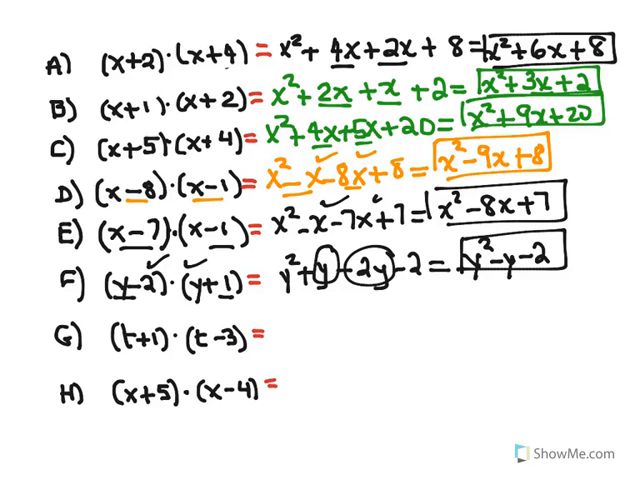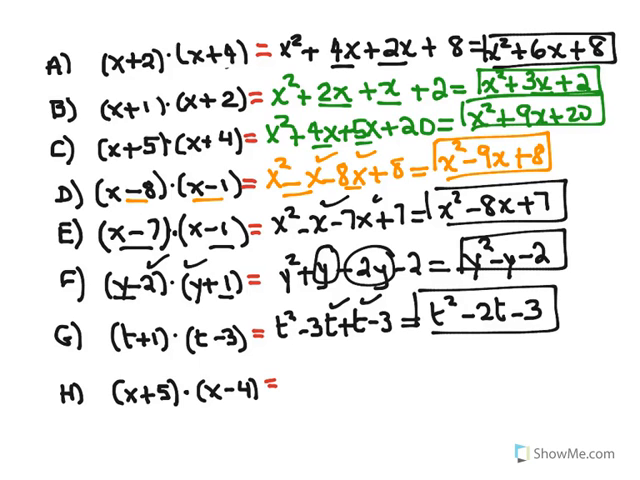Okay, let me do this one right here. That will be t squared minus 3t plus t minus 3. Combining these two, I will get t squared minus 2t, and this is a negative minus 3.